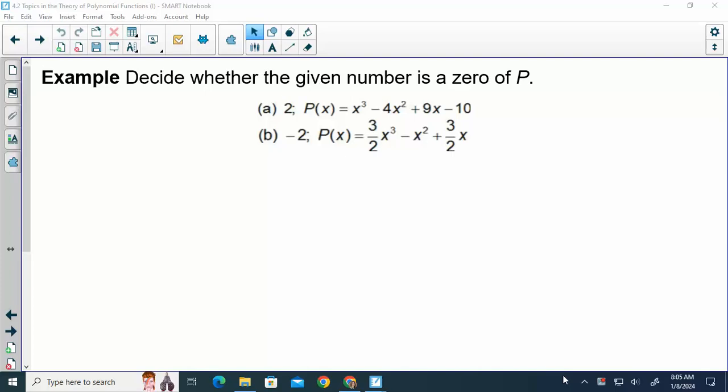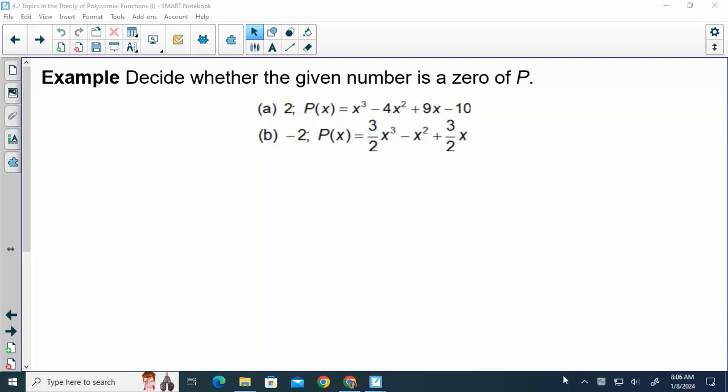What is the difference, first of all, between factor and zero? Factor, you're figuring out the number that goes into it. But when you're finding the zero, you find where it hits the x-axis. So a zero is like where it hits the x-axis. So if I'm asking is 2 a 0, I'm saying does the graph hit the x-axis at 2? That's one way of thinking about it.